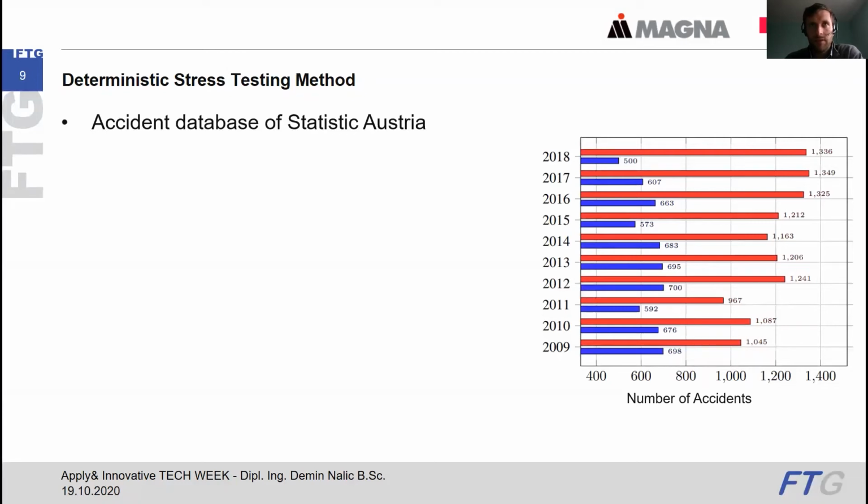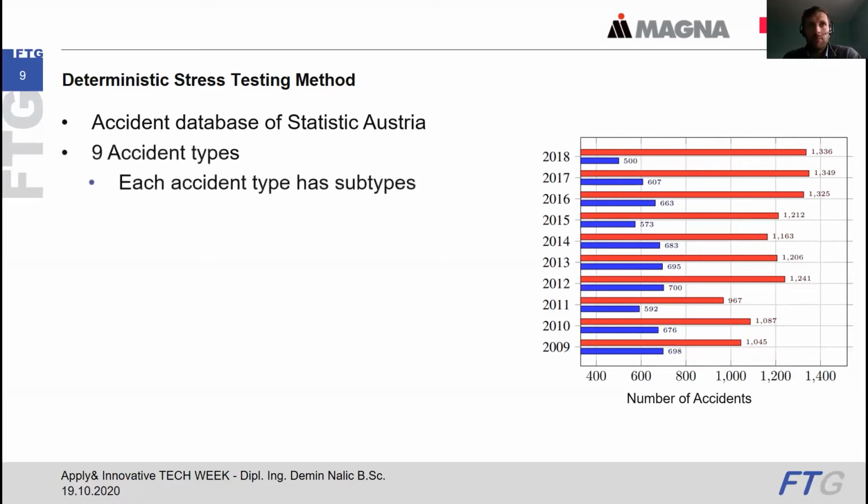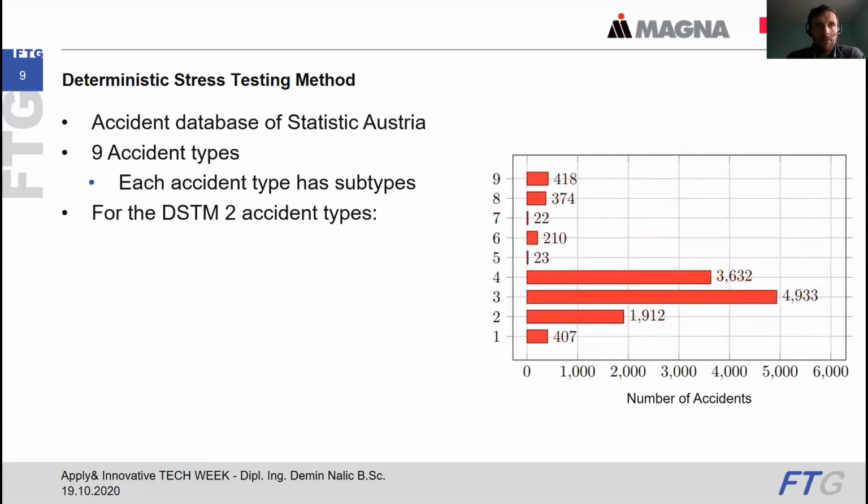In this figure, the blue bars represent accidents with one party involved, and the red bars, the accidents with more than one party involved. We found 9 dominant accident types where each accident type has subtypes. For the DSTM, we found 2 major types to be relevant and interesting. We divided them into longitudinal scenarios and lateral scenarios. First, I'll start with the longitudinal scenarios.